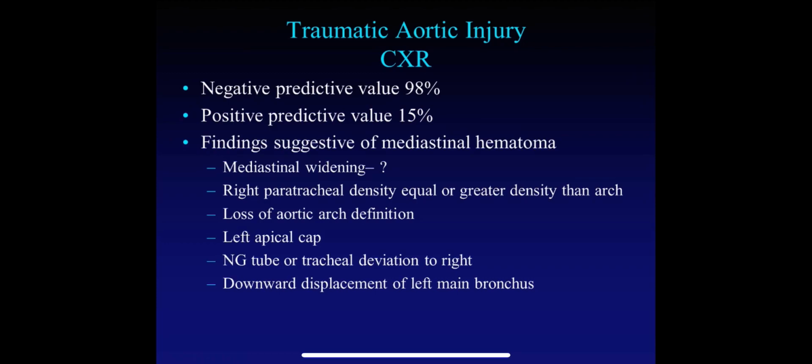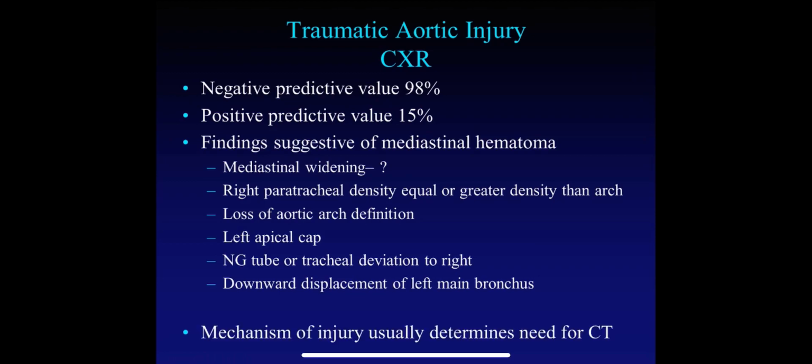The more specific findings on the radiograph include right paratracheal density equal or greater density than the aortic arch, which should raise suspicion for mediastinal hematoma. If the aortic arch is poorly defined, particularly in a younger patient, that should raise suspicion. Left apical cap due to extrapleural hematoma tracking above the apex. And then NG tube or tracheal deviation to the right, or a very difficult finding to make, downward displacement of the left main bronchus, is a finding of a contained mediastinal hematoma. However, in most cases, the mechanism of injury usually determines the need for CT.